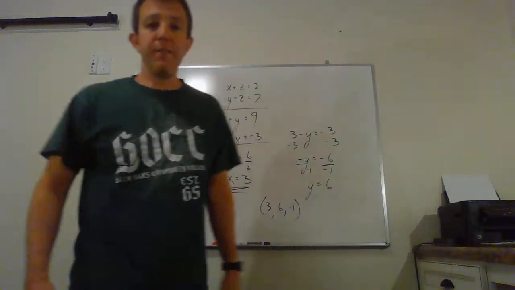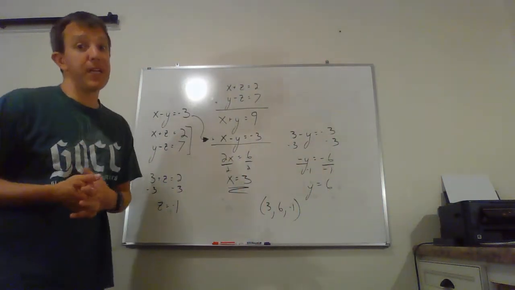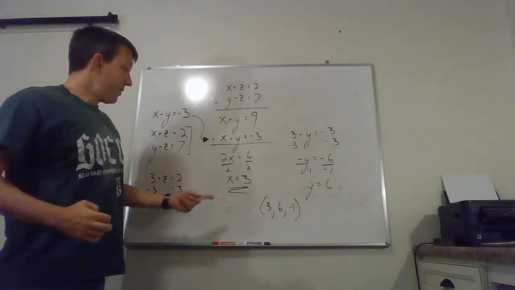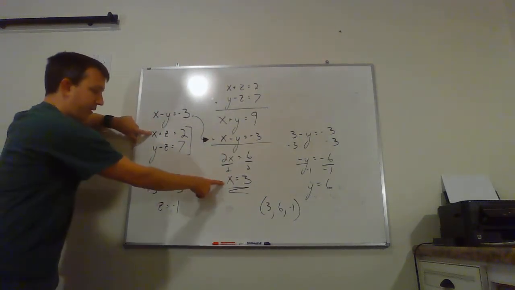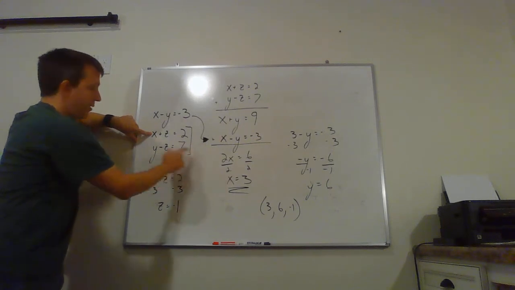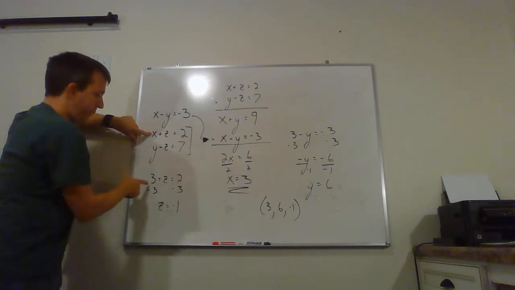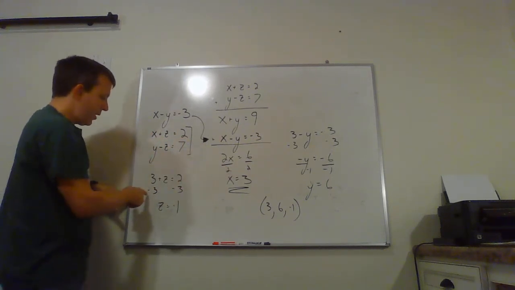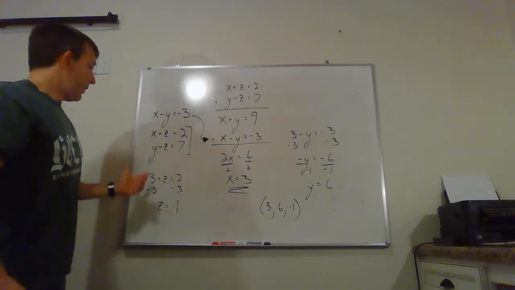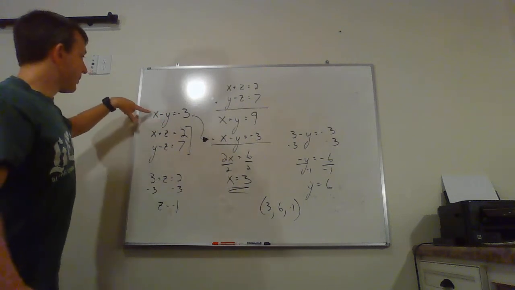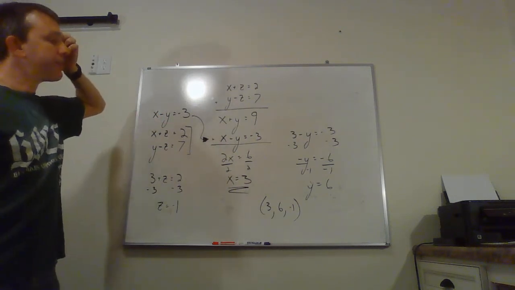And here's where it gets even better. Because everything only has 2 variables, I can just plug in that 3. So I chose this equation to plug the 3 into to find z. So I had x plus z is equal to 2. I plug in 3: 3 plus z is equal to 2. When I subtract 3 from both sides, I get z is -1.